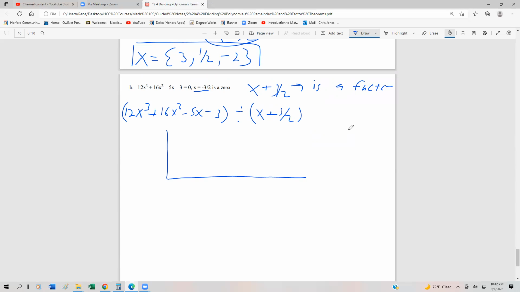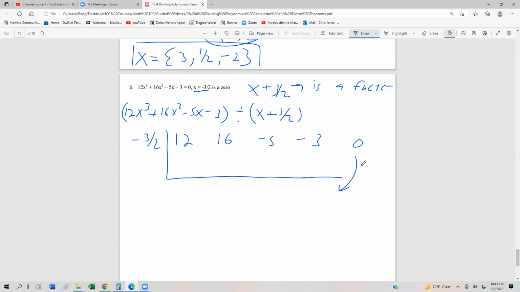So on the outside, I'm going to write -3/2. On the inside, I'm going to write 12, 16, -5, -3. Remember, the remainder should be 0. Okay, so when we're done, because x plus 3/2 is a factor, we should end up with 0 for our remainder.